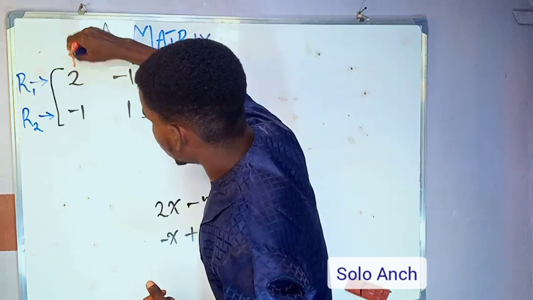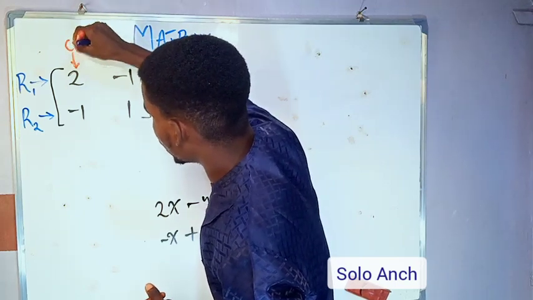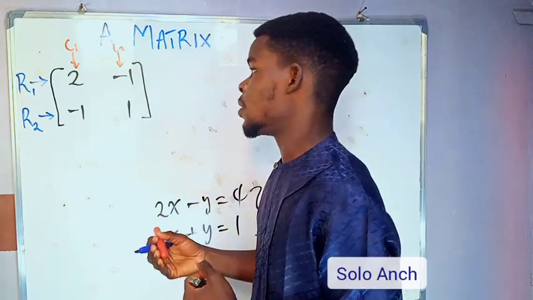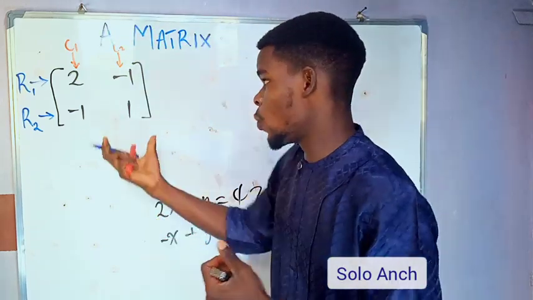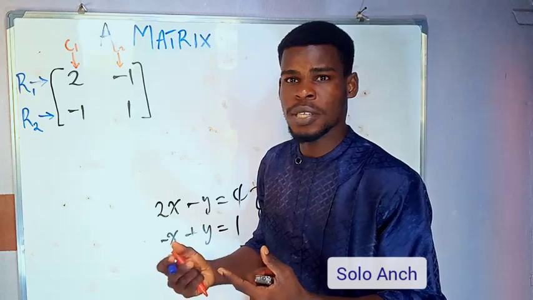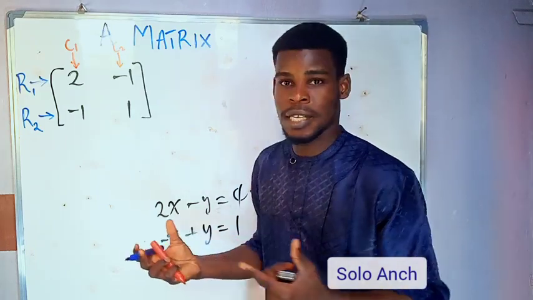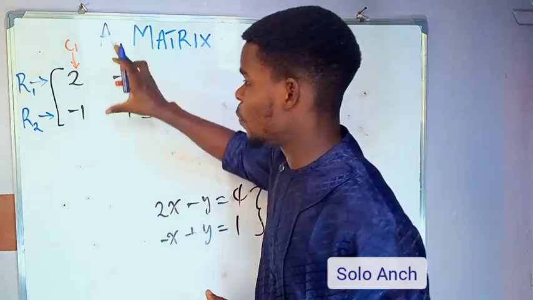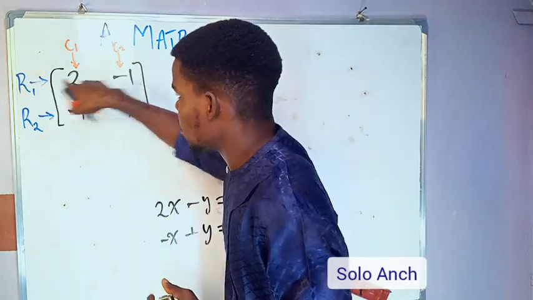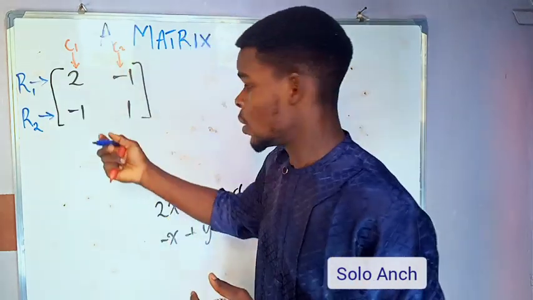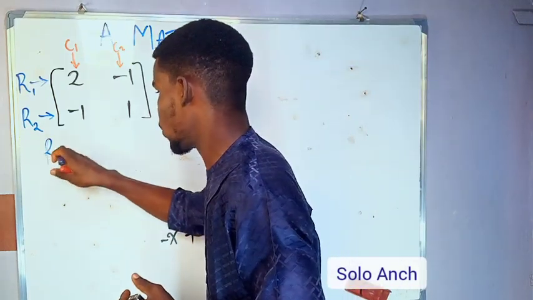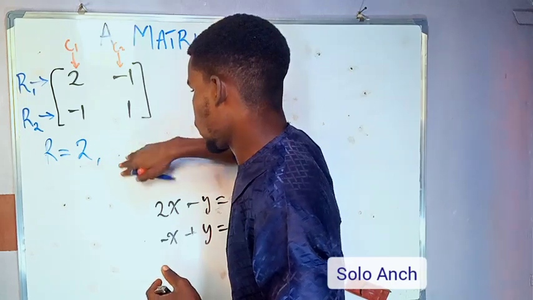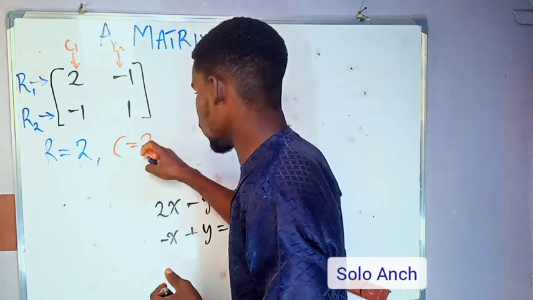Let me use red for that. Columns, we can call this C1, which means column 1, and then C2, which means column 2. This will help us spot an element. If you ask what is the element in the second row and the first column, you'll be able to tell. But apart from that, you notice that this matrix has 2 rows and 2 columns. So the number of rows is 2, and the number of columns is also 2.